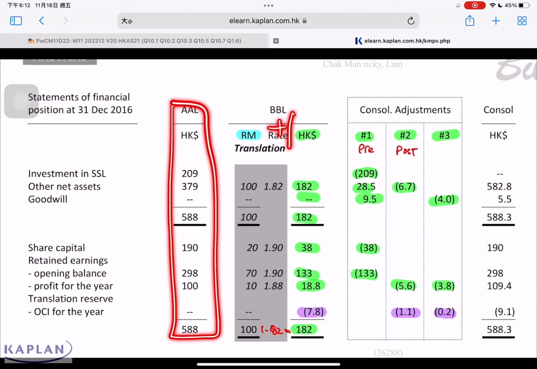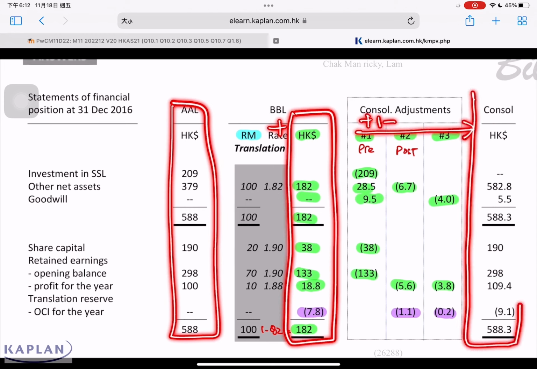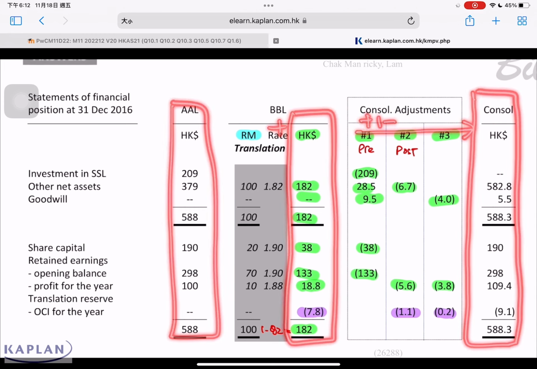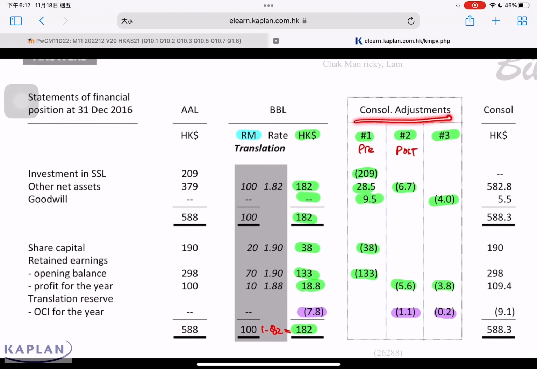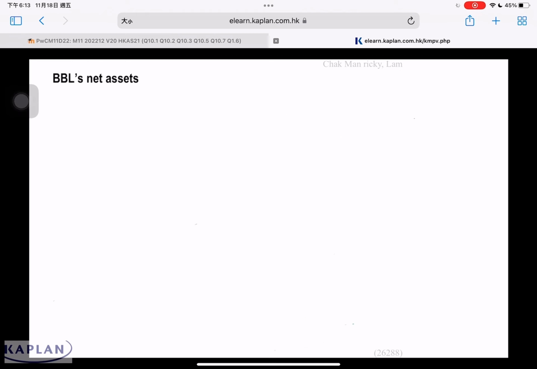Take this column, plus minus equals to the answer here. This entire process, when you do this consolidation adjustment, I keep telling you, you must have a set of workings. Let us use the working that we use all the while. We need to know what is BBL's net assets. Year end is 31st December 2016.